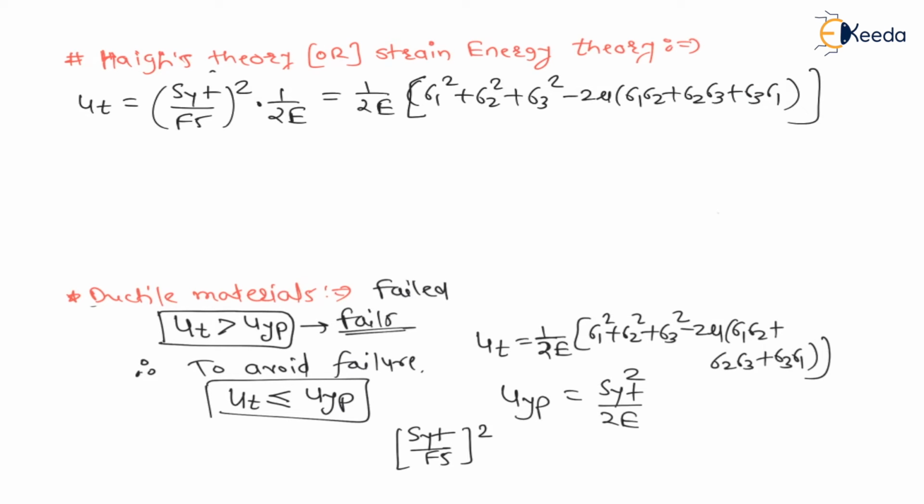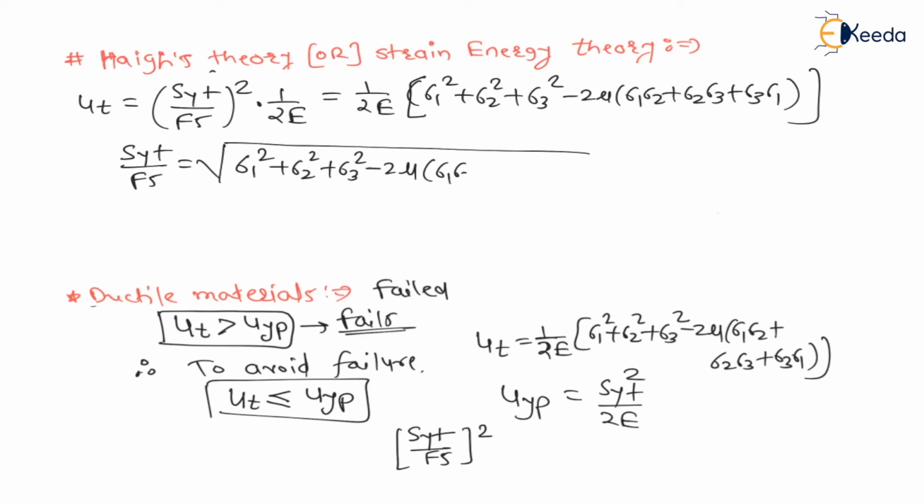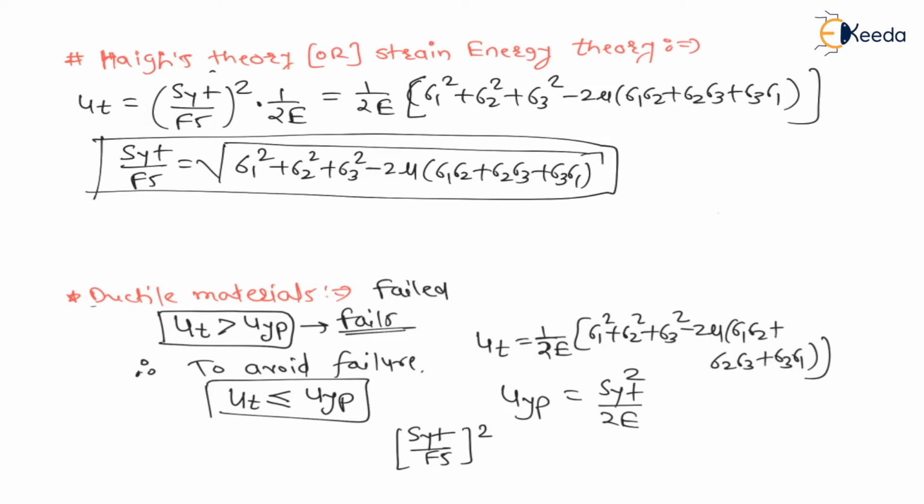Therefore from both sides 2e will get cancelled. And if I take the square root on both sides, you will get SYT divided by factor of safety equals under root of sigma 1 square plus sigma 2 square plus sigma 3 square minus 2 mu times sigma 1 sigma 2 plus sigma 2 sigma 3 plus sigma 3 sigma 1. This formula you will get, and this is the Haigh's theory for 3D loading.